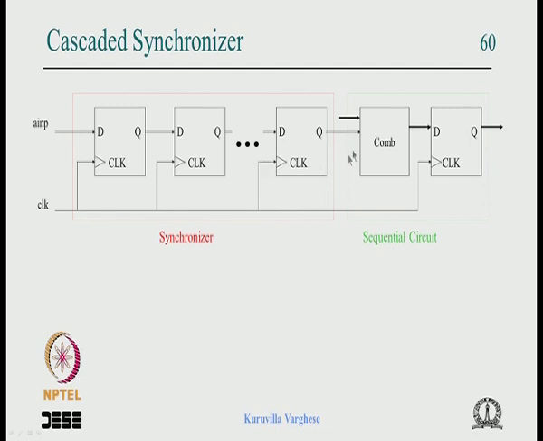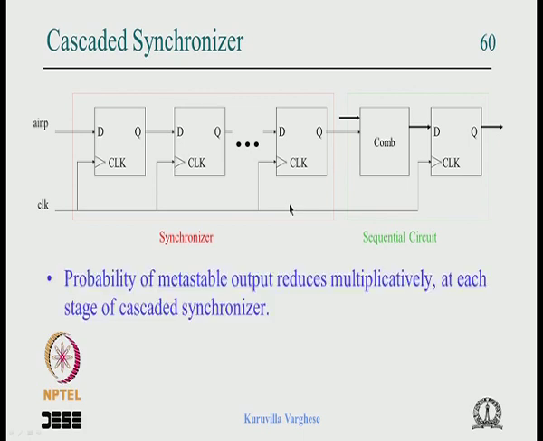When you come towards the real sequential circuit, the probability of the last flip flop getting into metastability is very small. So the mean time between failures will be huge numbers, maybe millions of years. That should be good enough for the large number of products you make out of that design. Okay, so that's the basic idea of the cascaded synchronizer. The probability of remaining in metastability reduces multiplicatively at each stage of the cascaded synchronizer.